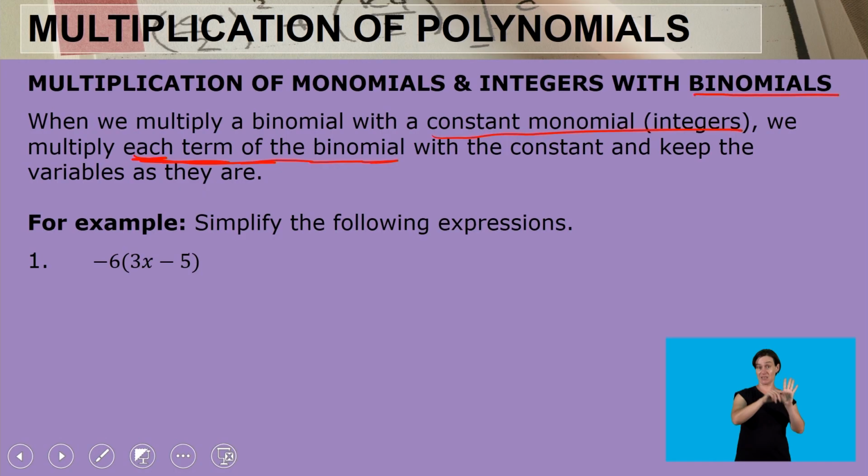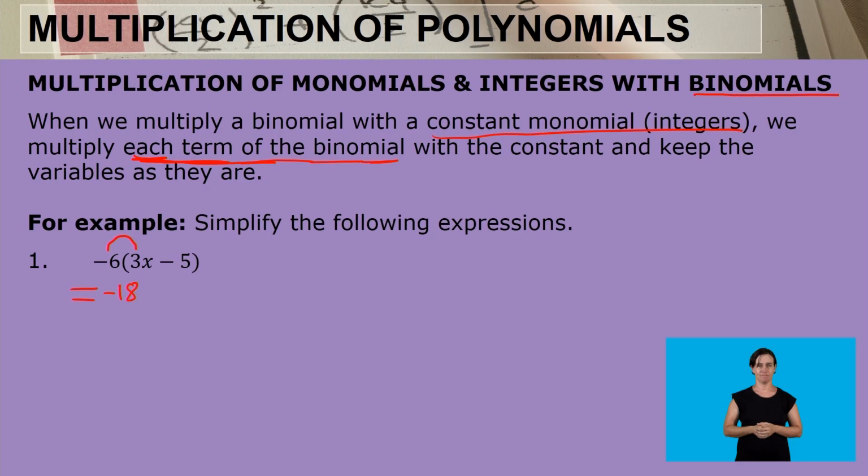So here we are given a negative 6 multiplied by the binomial in the bracket there, which is 3x minus 5. So how are we going to multiply this binomial? Now remember, this is a binomial because it has two terms, and we need to make sure that each of the terms in the binomial multiplies with that negative 6. So we are first going to multiply the first term of the binomial, which is the 3x. So that is the negative 6 multiplied by the 3. Our answer there is going to be a negative 18, because negative 6 multiplied by 3 is negative 18.